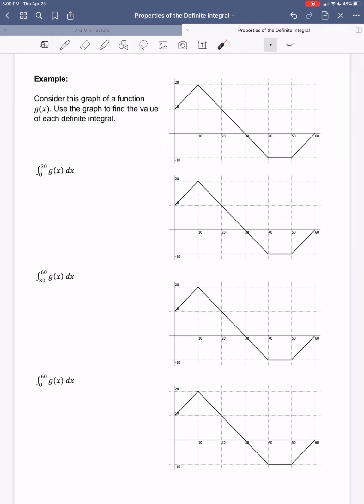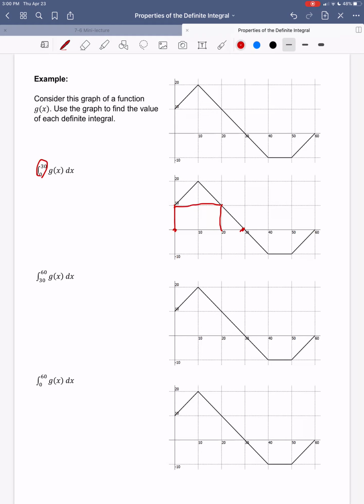So, as an example then, let's say I've got this function g of x. I want to use this graph to find the value of each definite integral. So here, we've got the integral from 0 to 30. So that's letting x go from 0 to x equals 30. And if I'm evaluating that integral, I'm going to be finding the area under the curve but over the x-axis between those values, okay? So if I look at that as an area, what am I going to get as my area?